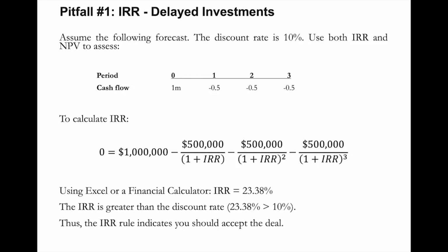To do this, we would use a financial calculator or Excel, and we would find that the internal rate of return is 23.38%. Now, using our internal rate of return rule, because the internal rate of return is greater than our discount rate of 10%, we would accept the project. So the IRR rule says we should accept. Great.